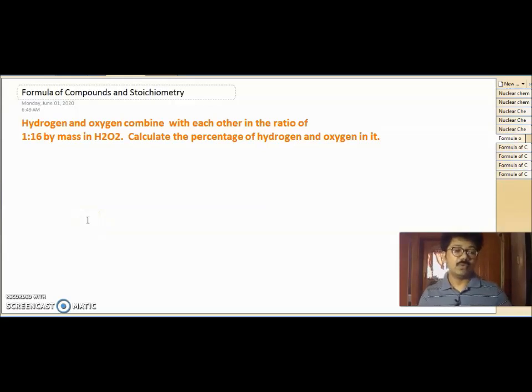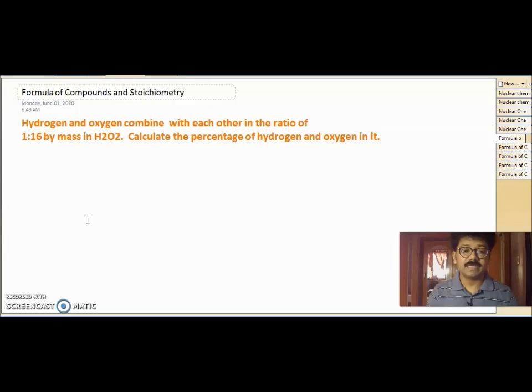Now let's go with very basic calculations of formulas of molecules: molecular formula, empirical formula, and some stoichiometric calculations. So let's start with this first one.